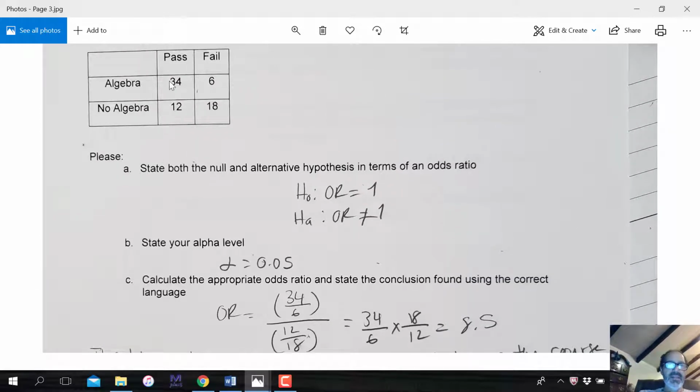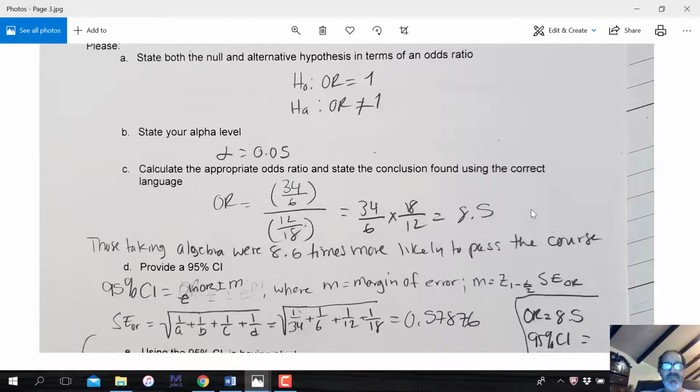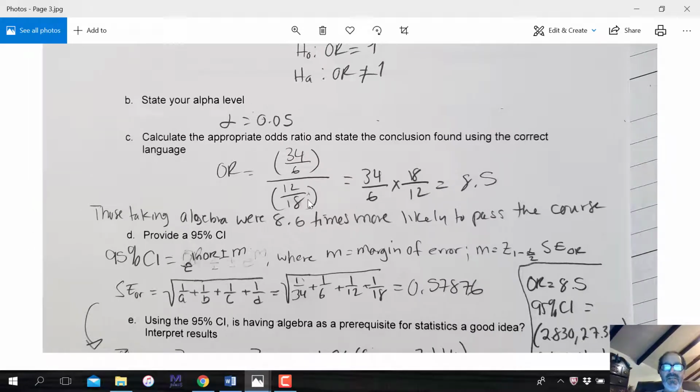So 34 passed and 6 did not, right? Who took algebra? So that's 34 divided by 6. And among those who did not take algebra, 12 passed and 18 failed. 12 divided by 18. And if I bring the denominator into the numerator, I have to flip them around. I get 8.5. So this is telling me the odds of passing the course are 8.5 higher if you took algebra than if you didn't take algebra. So you're a lot more likely, 8.5 times, almost 9 times more likely to pass.